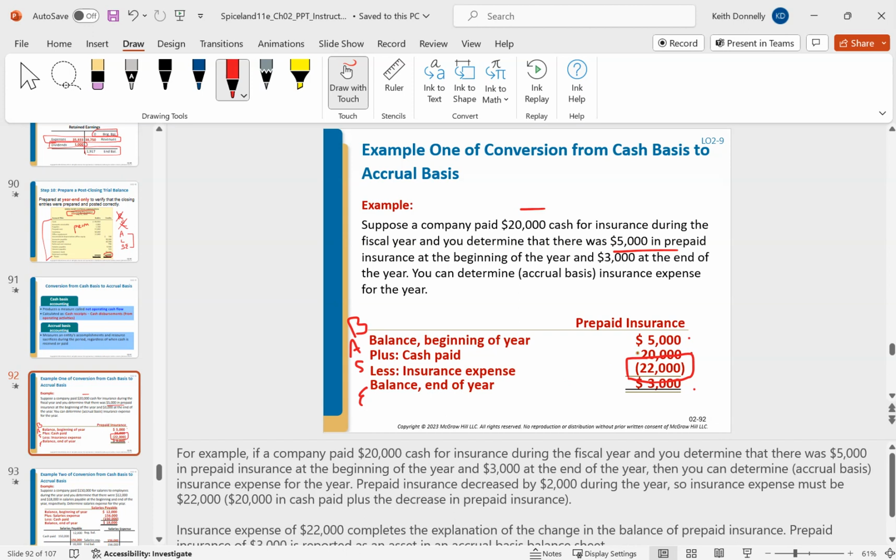So we're saying, hey, for cash basis, we know it's $20,000. That's great. That would be the cash outflow for cash. If you wanted to know it for accrual, you got to plug what we know into that base formula, the T account, and then back in, and you would say, oh, it's 22 for accrual.